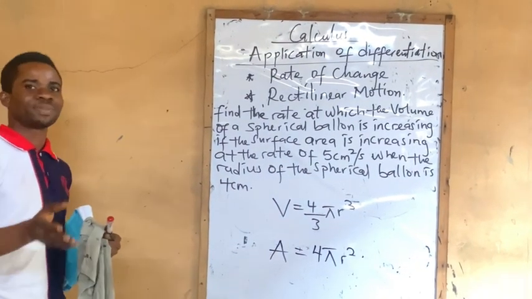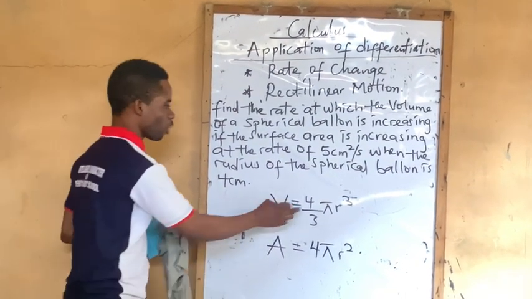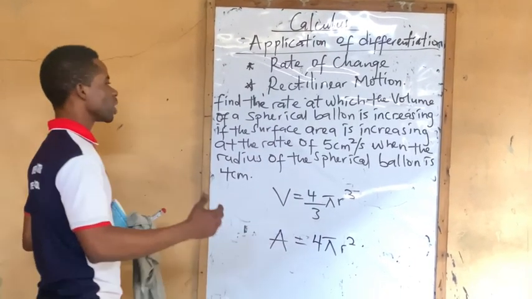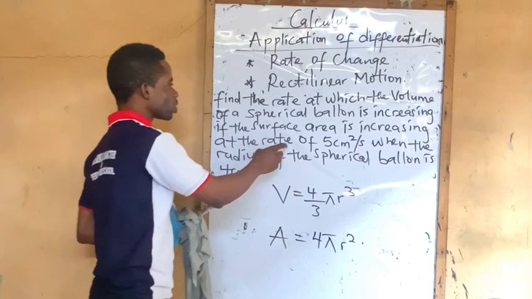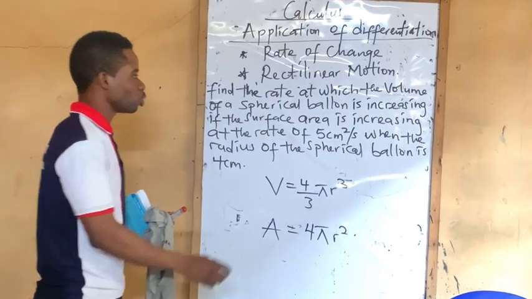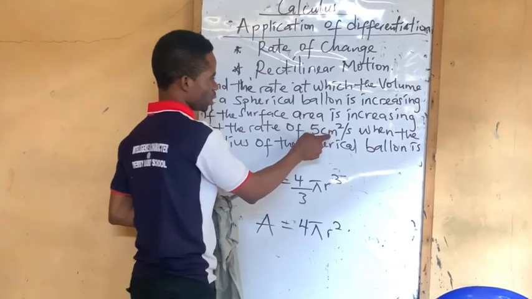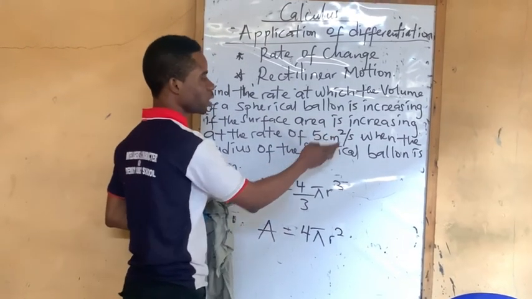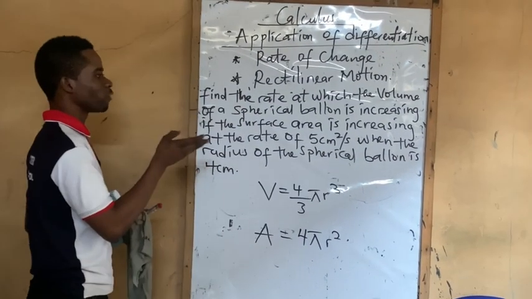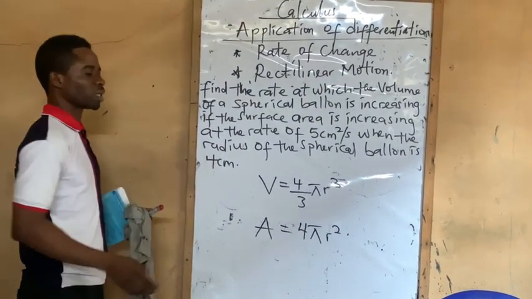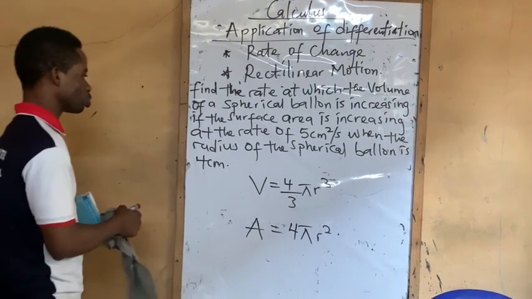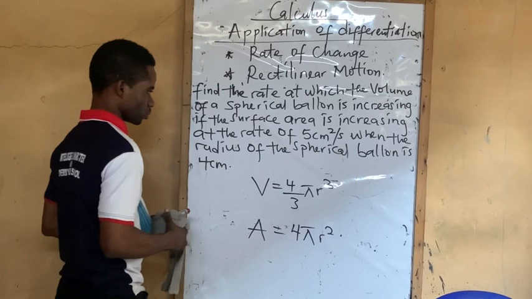The area of a spherical object is 4 pi r squared. The volume is 4 over 3 pi r cubed. They say the surface area is increasing at the rate of 5 centimeters squared per second, so we should know that this is dA/dt, because that's A over t. When the radius of the spherical ball is 4 centimeters, that's our radius. Now we are working with these two parameters.